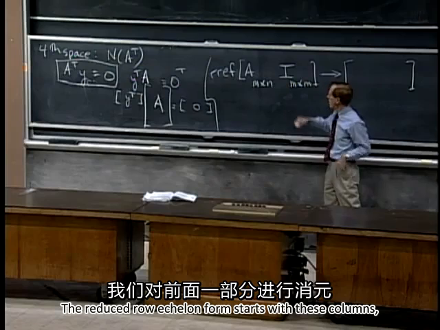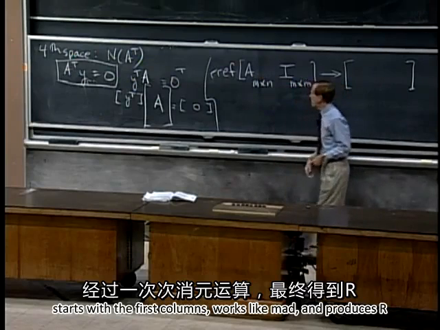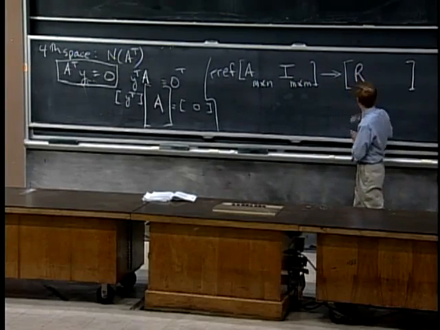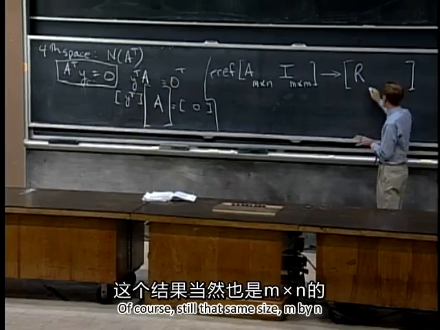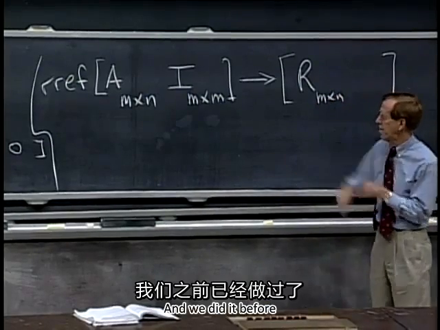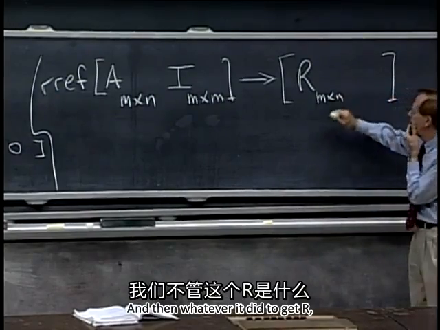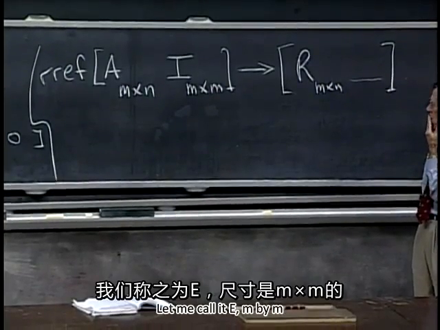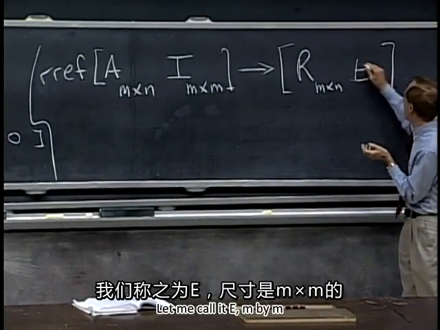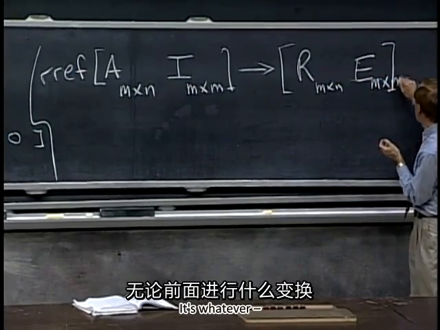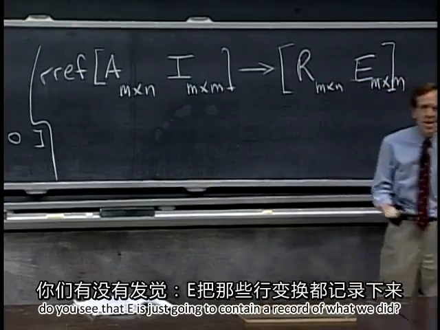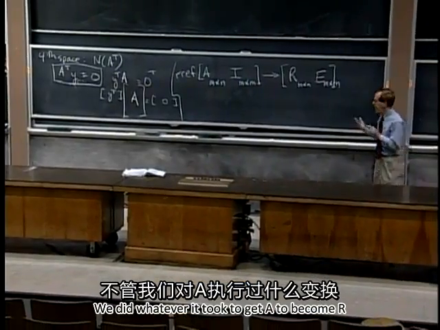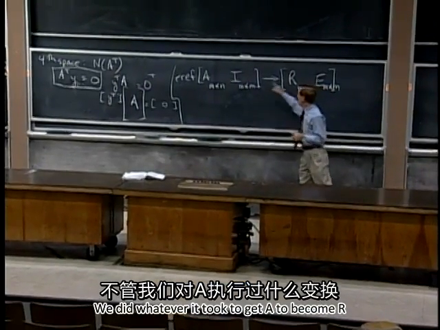The reduced row echelon form starts with the first columns, works like mad, and produces R. Of course, it's still that same size, m by n, and we did it before. And then, whatever it did to get R, something else is going to show up here. Let me call it E, m by m. Do you see that E is just going to contain a record of what we did? We did whatever it took to get A to become R.